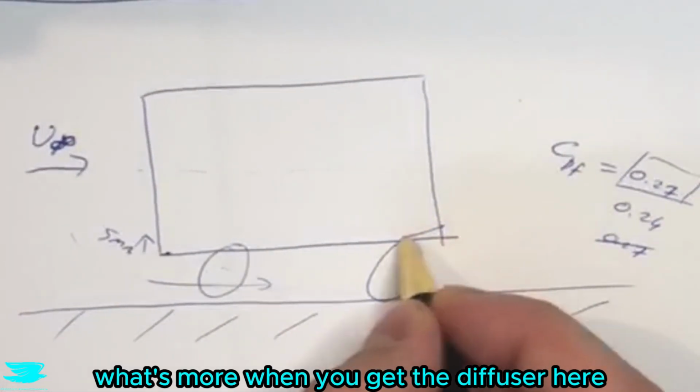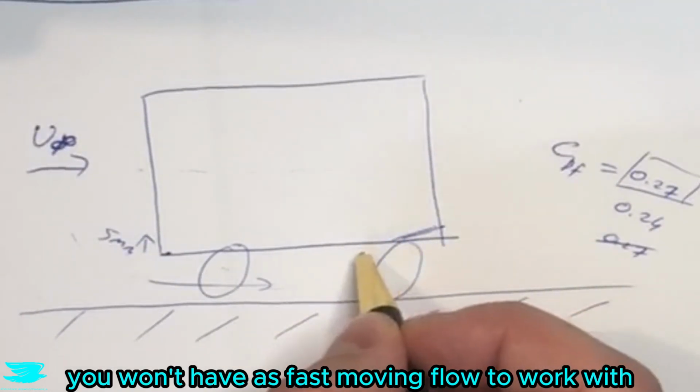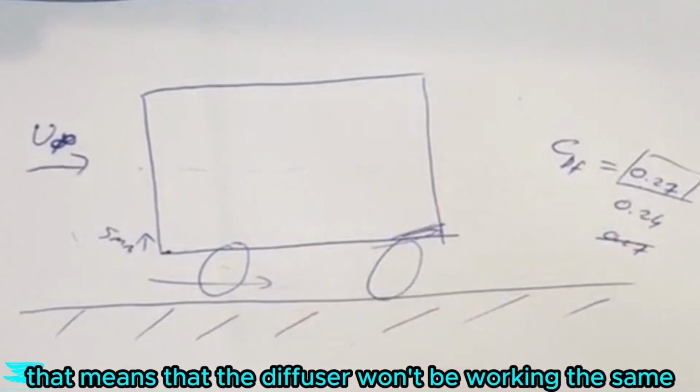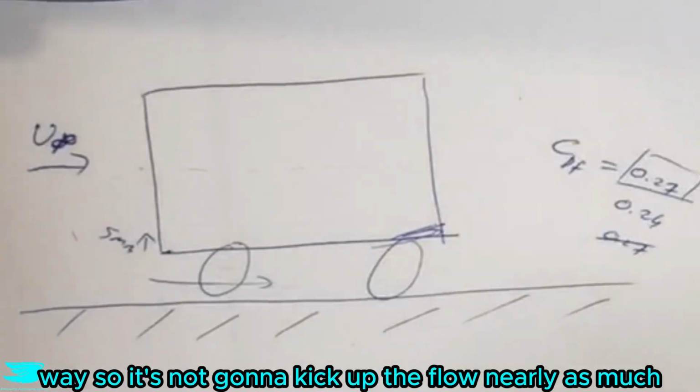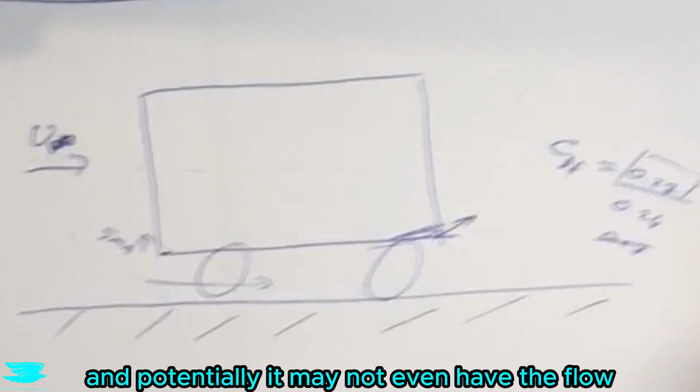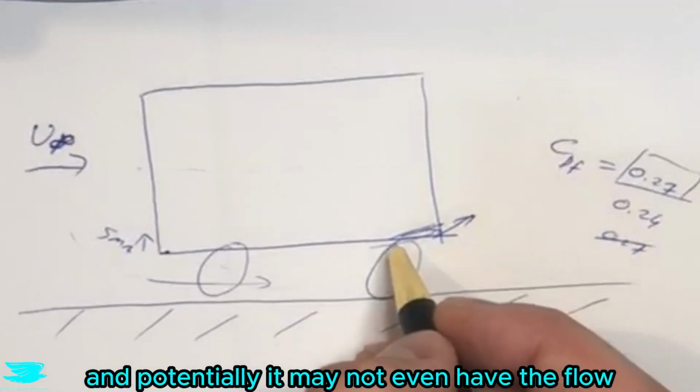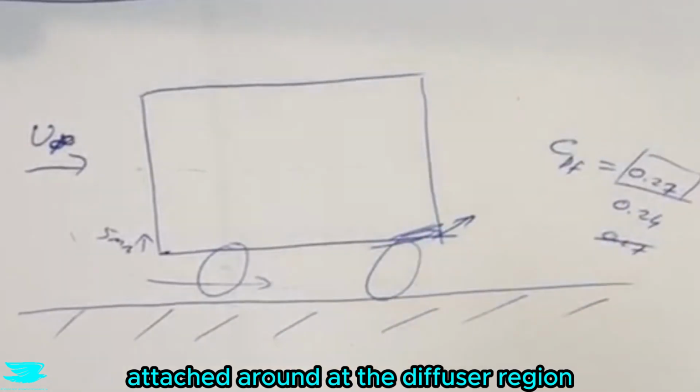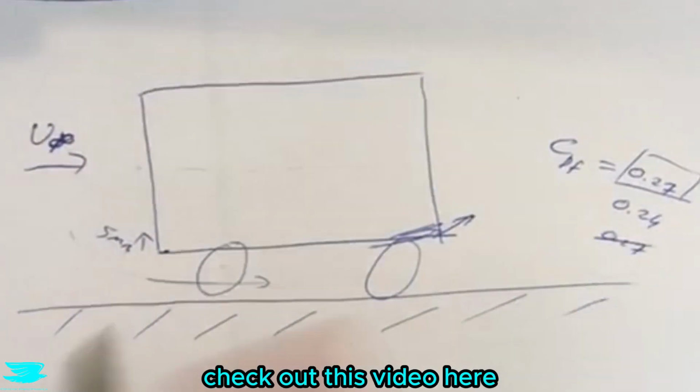What's more, when you get to the diffuser here, you won't have as fast moving flow to work with, so that means that the diffuser won't be working the same way. It's not going to kick up the flow nearly as much, and potentially it may not even have the flow attached around the diffuser region. And if you want to learn more about diffusers, check out this video here.